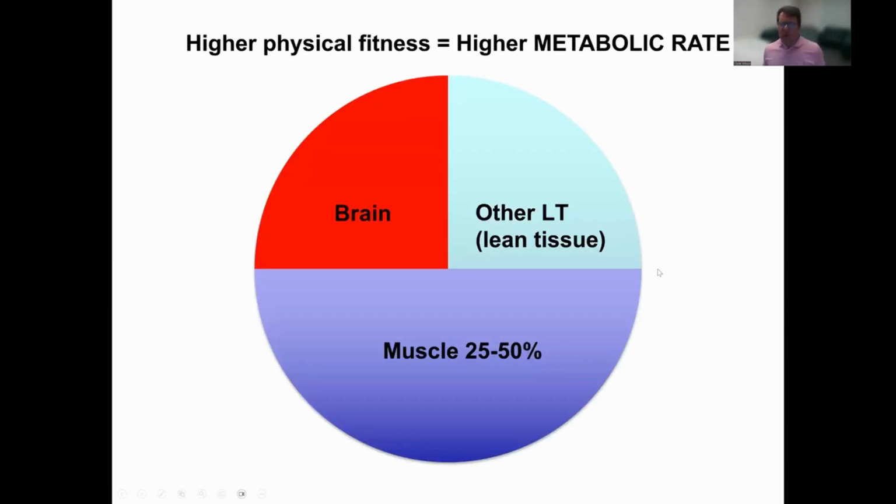Muscle makes up a quarter to half of our metabolic rate, depending on how much muscle we have relative to the rest of our mass and how physically active we are in the past that generates our current fitness, as well as our movement today, regardless of fitness level.